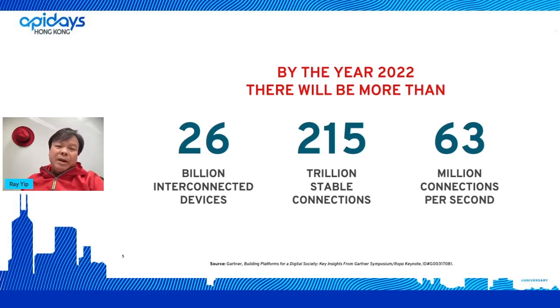Before going through the solution, we would like to see some surveys from the Gartner report. What is the reason we are having this conversation today? You can see some figures, I think from two years ago: 26 billion interconnected devices, 215 trillion stable connections, and 63 million connections per second. Such huge figures. But I believe by the year 2022, there will be more.